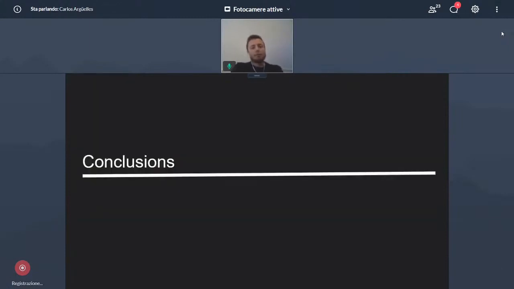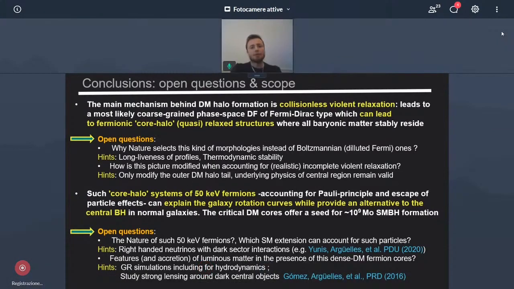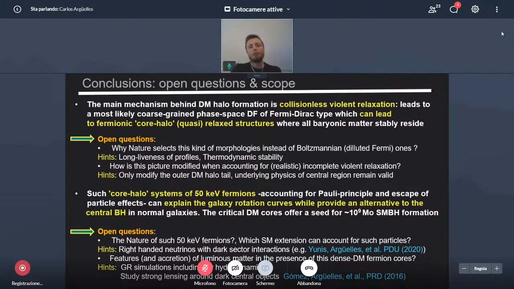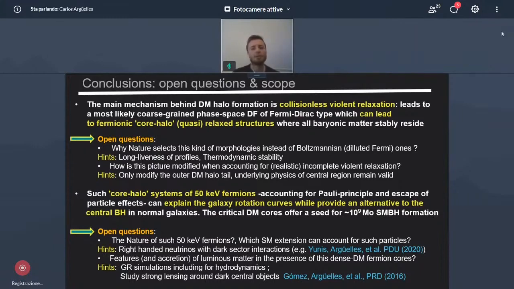Okay, finally we move to conclusions. Two main conclusions. The main mechanism behind dark matter halo formation is collisionless binary relaxation, which leads to a most likely coarse-grained distribution function, of Fermi-Dirac type, and can lead to core-halo relaxed structures. Some open questions here: why would nature select this core-halo over Boltzmannian ones, which are similar to series of thermals.